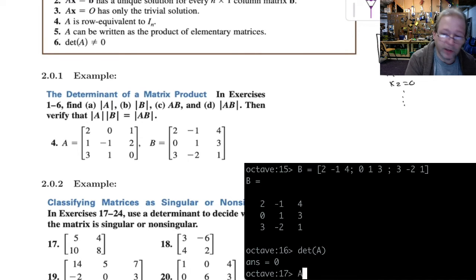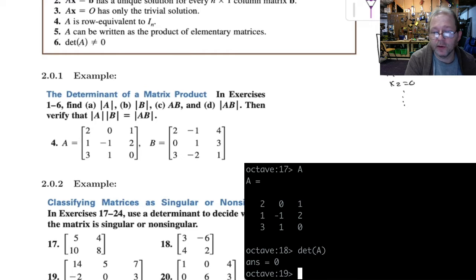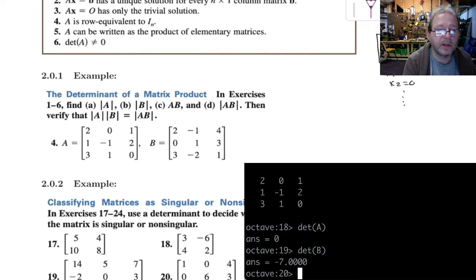So I typed that in right. 2, 1, 3. Yeah, they meant for that to happen. So the determinant of A is 0. The determinant of B is negative 7.